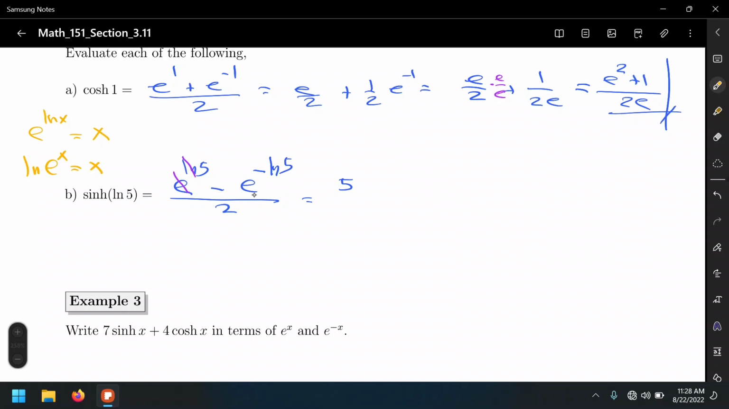In this case, we cannot just cancel this e to the negative ln x. We need another property of logarithms. This one: a ln x equals ln of x to the a power. That is, the coefficient of the logarithmic function becomes the power of the argument. In this case, that expression inside is called the argument.